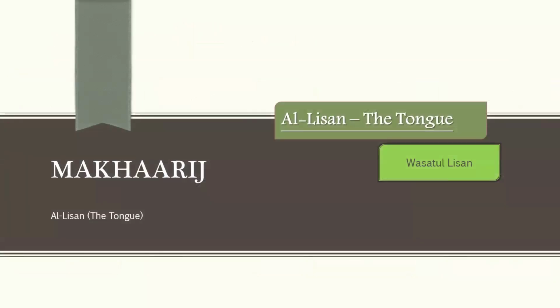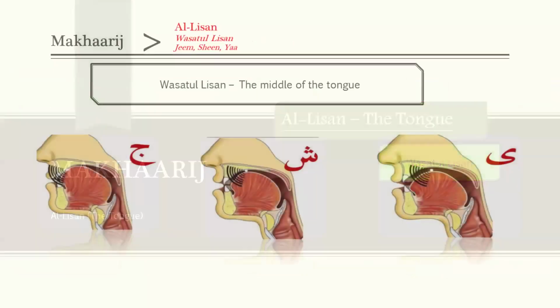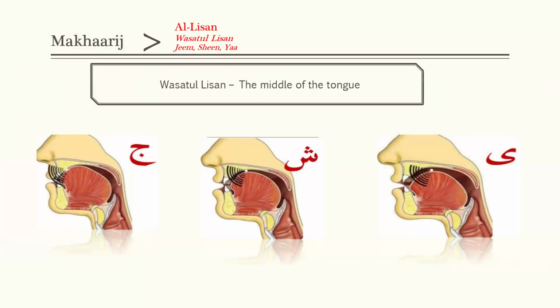Now we're moving on to the wasatul lisan. The first one is we pronounce jim, sheen, and ya from it. And here you can say it's not exactly wasatul lisan. It's slightly ahead, and where it's touching is also the part of the palate that starts to come down.